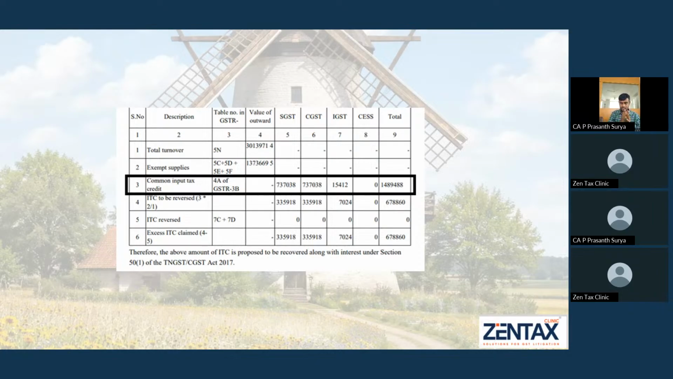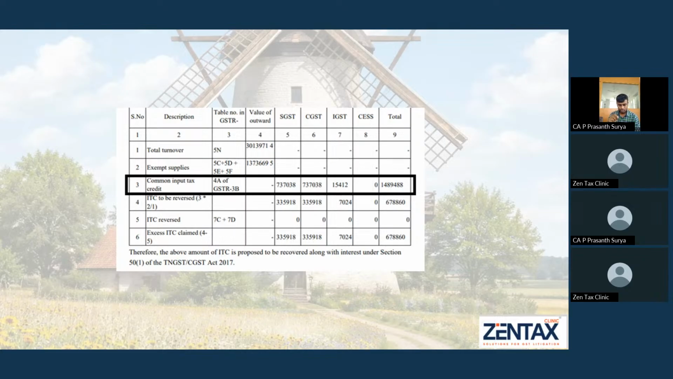bifurcate the common credit ITC, because for effecting the taxable supply, if you have purchased any goods, that ITC is clearly eligible. Only the common ITC with respect to ineligible indirect expenses, what you have incurred, what you have accounted in your profit and loss account, that alone you should bifurcate, and proportionately you should reverse the ITC as per section 17 subsection 2.